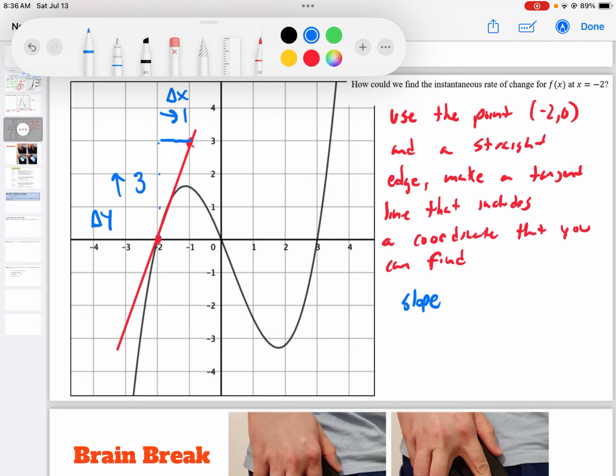So my slope, I can count my rise and my run, or I could even use that little thing we just did. This is the point -1, 3. This is the point -2, 0. And the slope is equal to 3 minus 0 over -2 minus -1, which would be 3 over, what did I do wrong here?